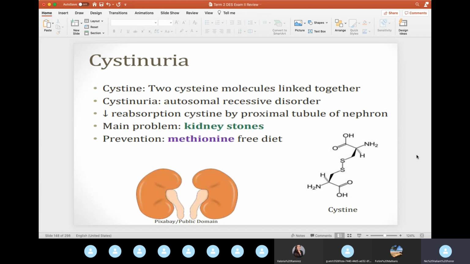Cystinuria. Cystinuria is you have decreased reabsorption of cysteine by your proximal tubule of the nephron. So you have kidney stones, right? So how am I going to prevent cystinuria? Methionine-free diet. You don't give methionine. So in the urinalysis, you can see hexagonal urine crystals for your cystinuria. More of this in term 4.